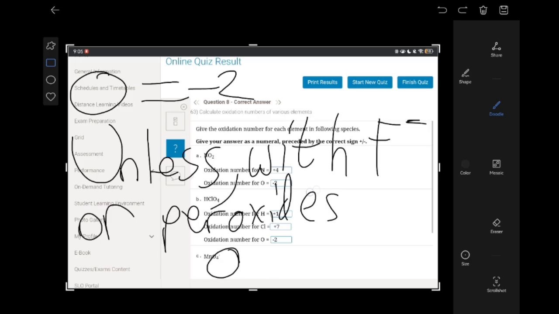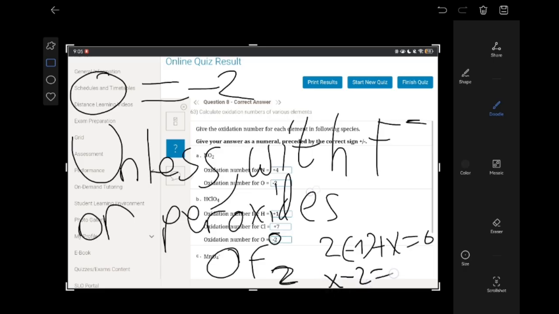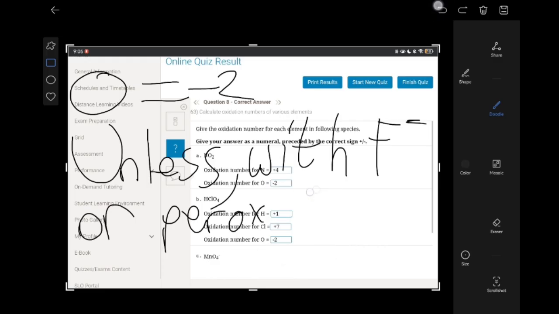So I have to do OF2. And F, doesn't matter what it's with, it's always going to be minus 1. So we want to find X now. We have 2 times negative 1, because there's 2 here, plus X should be equal to 0, because the total charge is 0. So what's X minus 2 equals 0? X is 2. Besides peroxides and F minus, O with anything else is going to be negative 2. Always remember that.